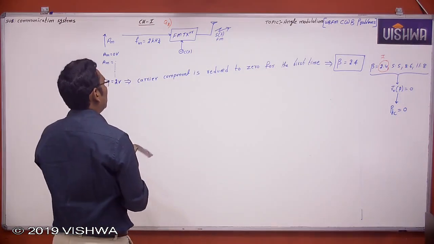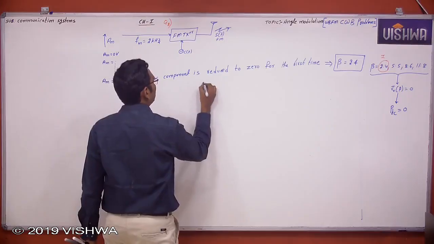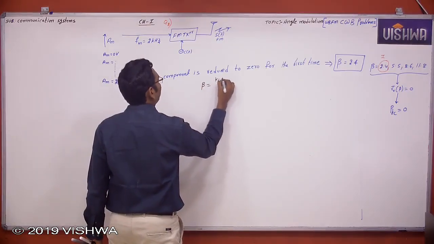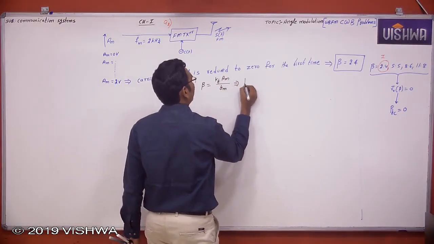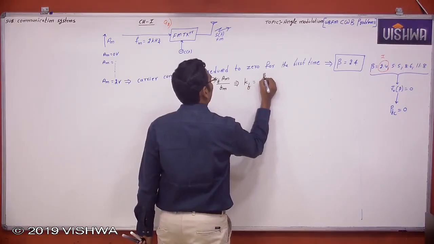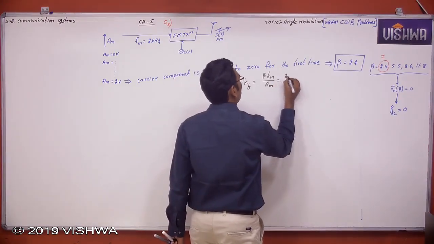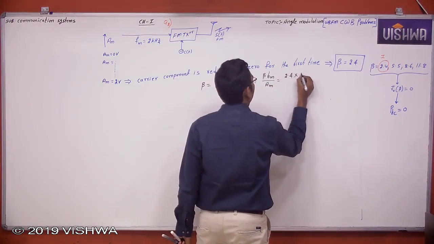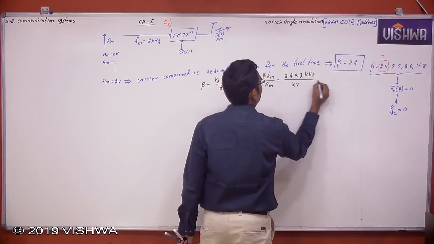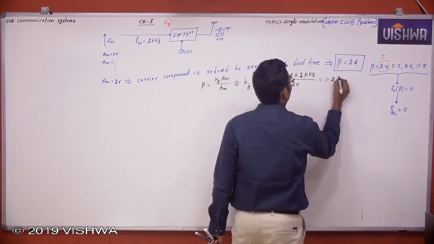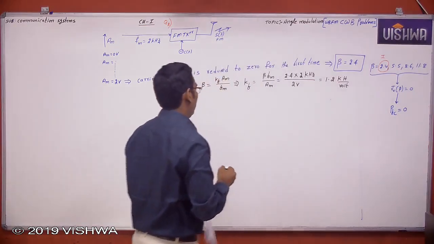Now under this condition, he is asking for the sensitivity of the frequency modulator. Tell me, under this condition, what is beta? Beta is equal to kf into Am by fm. The sensitivity of the frequency modulator kf is equal to beta into fm by Am. Beta is given as 2.4, fm is 2 kilohertz, and the amplitude of the message signal is 2 volts. Therefore, 1.2 kilohertz per volt is the sensitivity of the frequency modulator.